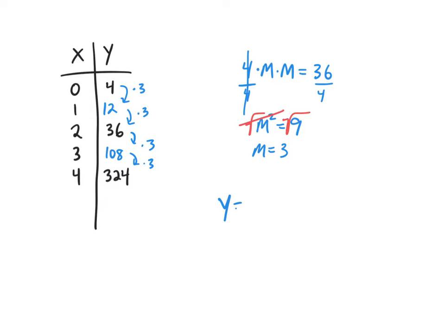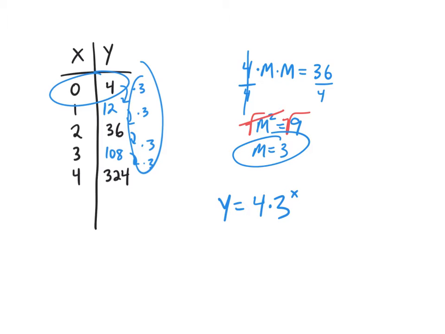You ready? Y equals our starting point. There it is, 4. Times our multiplier. We solved it, and then we checked it. Times 3 times 3 times 3, that leads to an exponent. We now have an exponential equation. Cool, sound good? I'm going to teach you a different way. This is the way that our book teaches it, but 4 times 3 to the power of x.